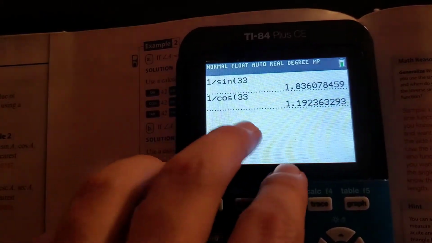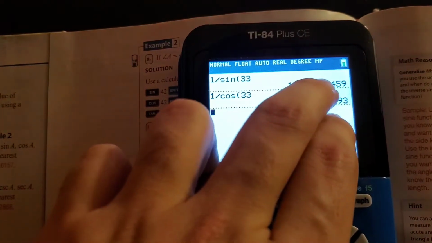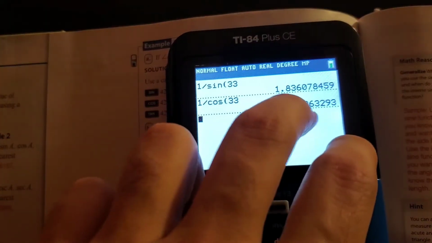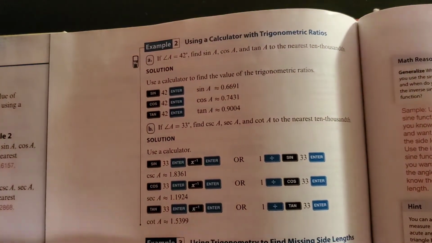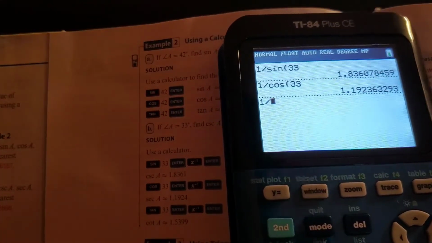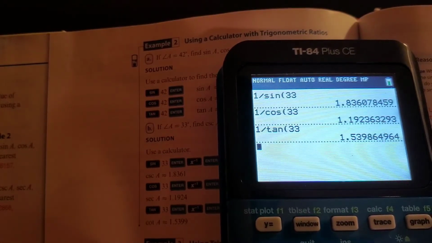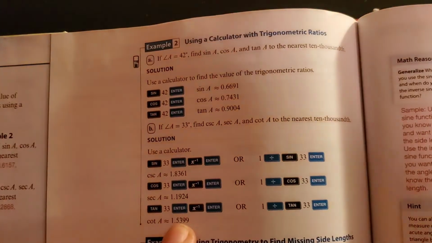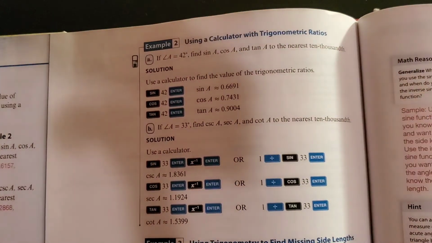And cosecant is 1.8361, but secant is 1.1924. Wow. And then for the cotangent, that one's easier than the other ones, it is 1 over tangent of 33. It'd be 1.5399. And that's how you do it. All right. So that's pretty easy.